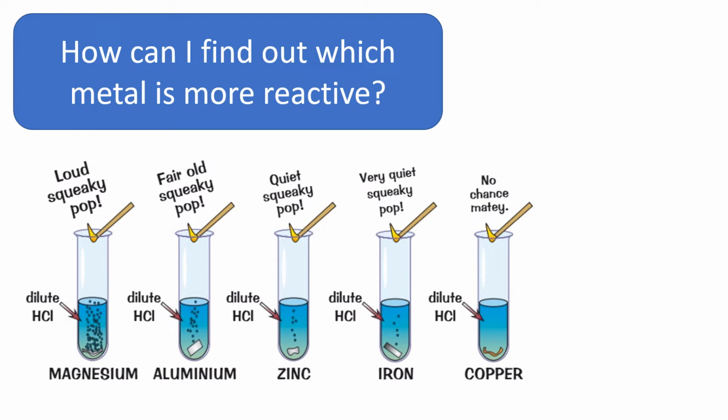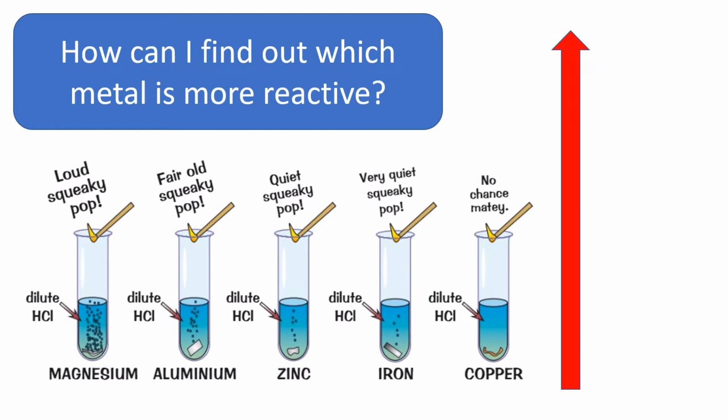So how much hydrogen are we making? Now if you look at those diagrams, could you write an order of reactivity? If you want to pause and have a go, do so. If not, continue. So, you might look at the number of bubbles in the dilute hydrochloric acid, or you might look at the amount of gas being made. So we've got a very loud squeaky pop here with magnesium, and we've got a no chance matey with copper. This is straight out of the revision guide, guys, so if you want to see it again, it's there.